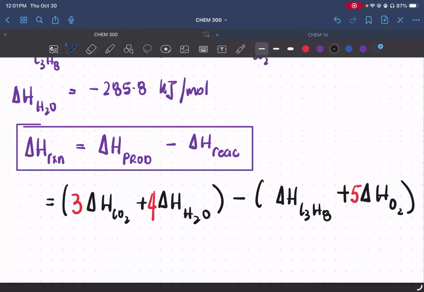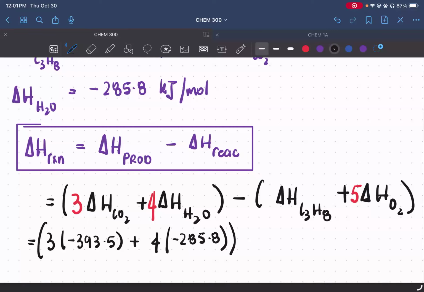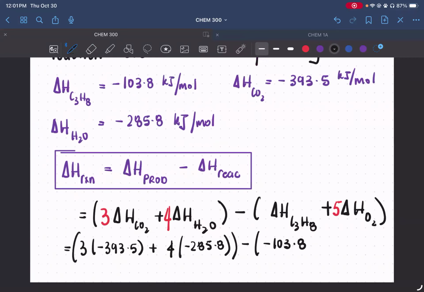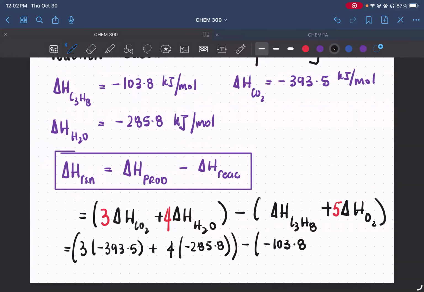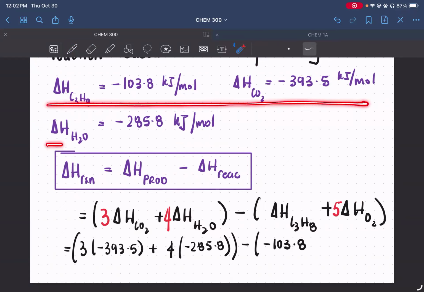Now we're going to plug in our values. Starting from left to right, we have 3 times negative 393.5, added to 4 times negative 285.8, minus the delta H of C3H8, which is negative 103.8. Recognize where I'm getting these numbers from. Remember, they've been given to you as part of the question. So it's just a matter of identification, plugging in, and then chug.